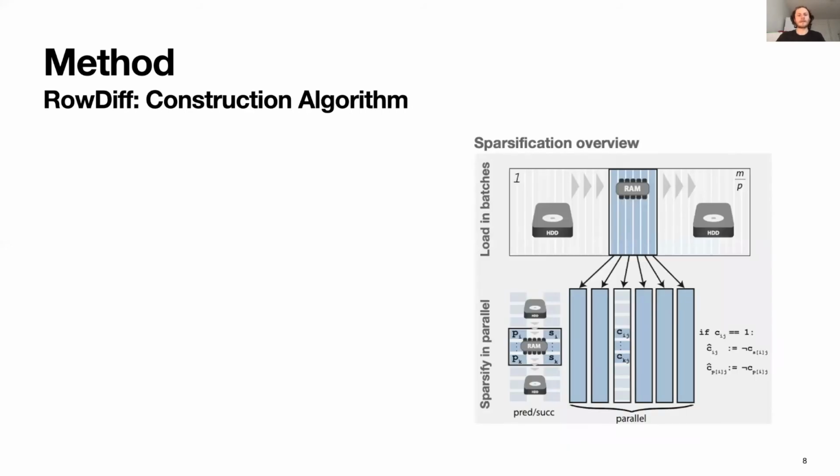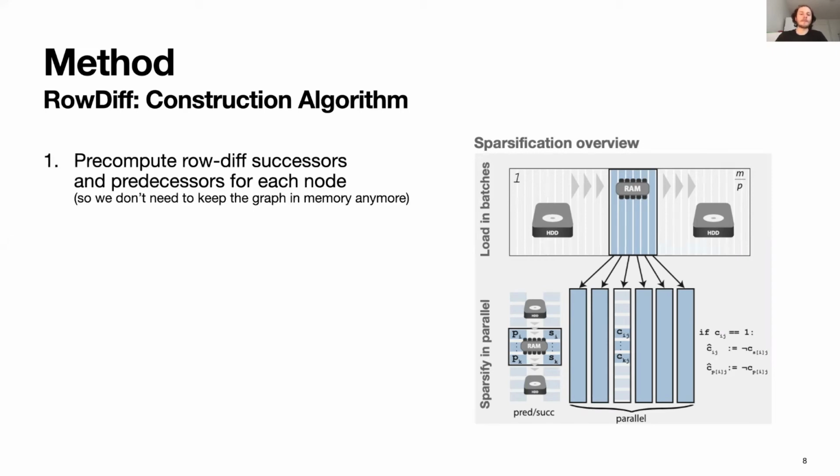Once all successor and anchor nodes are assigned, we perform the actual RowDiff transform. The original annotation matrix may take up to 10 terabytes even when compressed and not fit in RAM. We therefore developed a scalable and efficient algorithm which transforms the original matrix by columns in batches. First, we pre-compute all successors and predecessors for all nodes in the graph and store this array on disk. We do this so we don't need to keep the graph in memory when transforming the columns in the next steps.